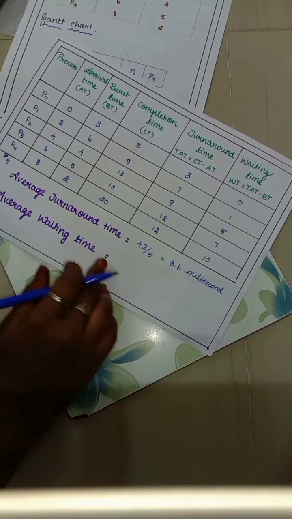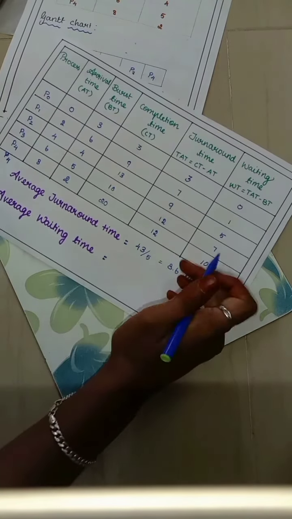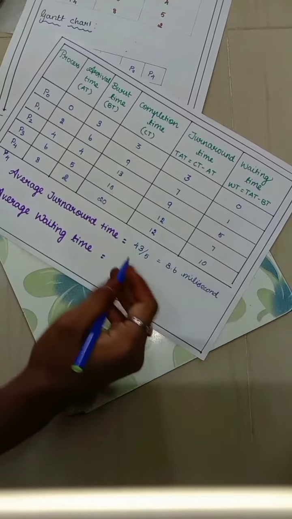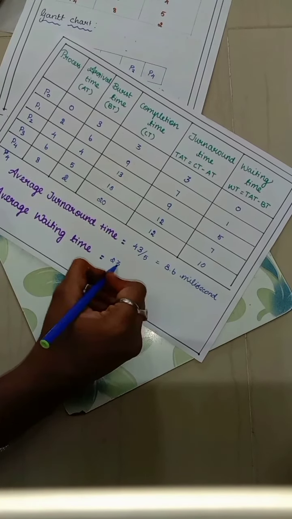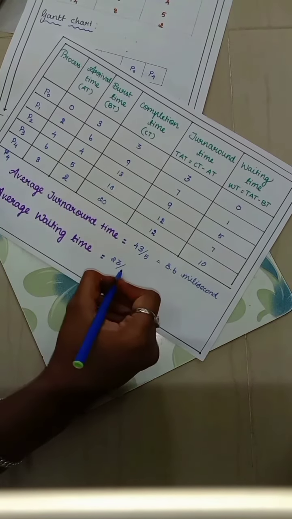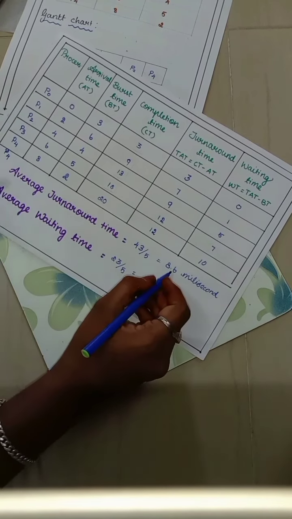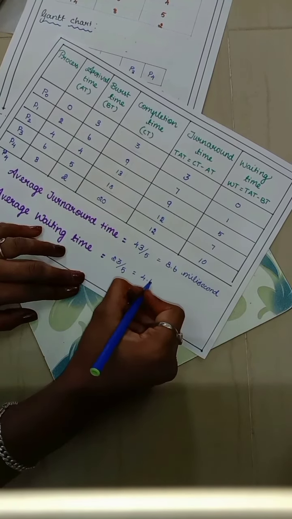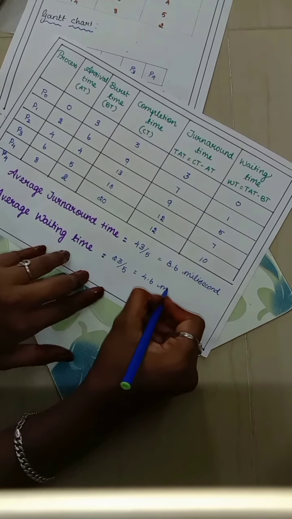Average waiting time, likewise turnaround time. So we sum these values. The sum of these values is 23 and the number of processes is 5. So it is equal to 4.6. It can also be written in milliseconds.